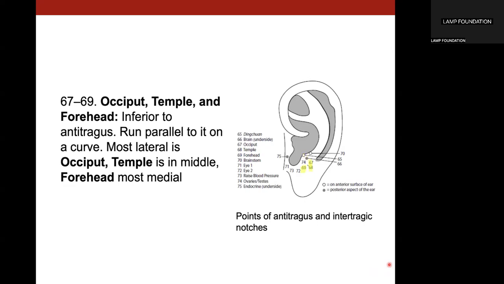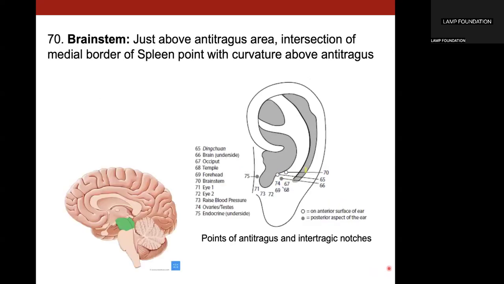67 to 69 would be the occiput, temple, and forehead, inferior to the antitragus, run parallel to the antitragus on a curve. The most lateral is the occiput, temple is in the middle, forehead most medial. 70 is the brainstem point. This is located just above the antitragus area, intersection of the middle border of the spleen point with the curvature above the antitragus.